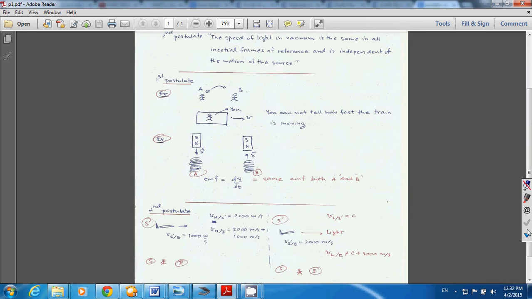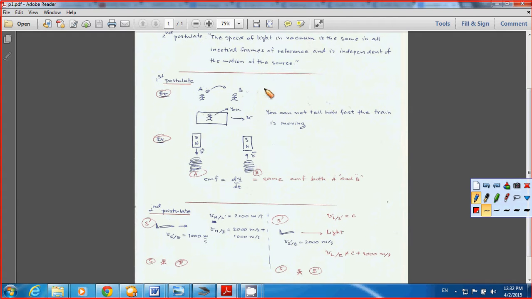Now let's see more explanation of the first postulate. If you are on a train moving with velocity v, and you look at people outside the train, you can tell how fast these people are moving, but you cannot tell how fast the train is moving because you are simply sitting on the train, and you cannot tell from your own reference frame. You don't know what your v is.